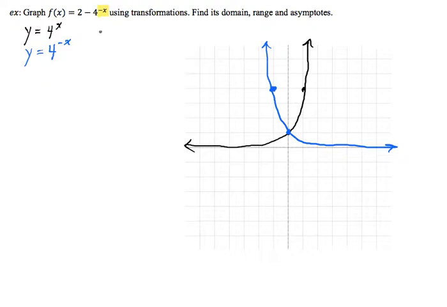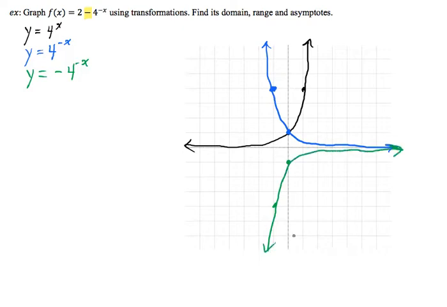Okay. Then the next thing we would do is apply this negative in front of the 4. Well, after we do 4 to the negative x, then we'd multiply it by a negative 1, and then we would add 2. So next I'm going to graph y equals the negative of 4 to the negative x. Now when we put a negative out in the front of the parent function, you may recall that that flips the graph over the x-axis. So now our graph looks like this.